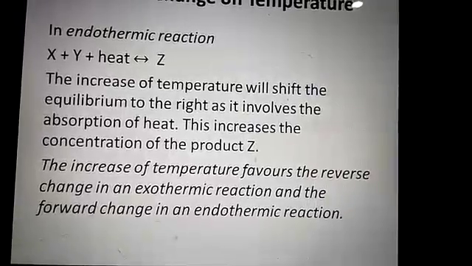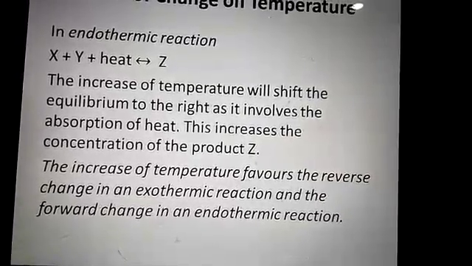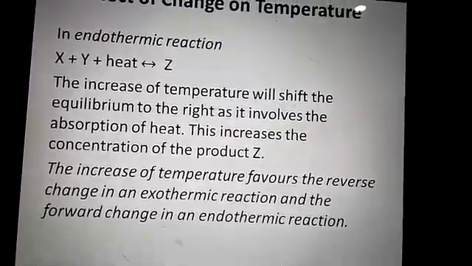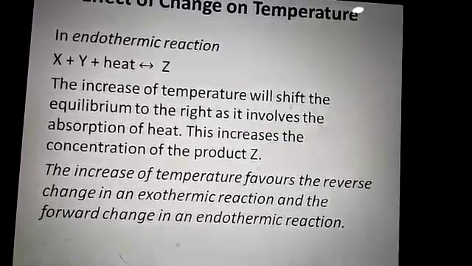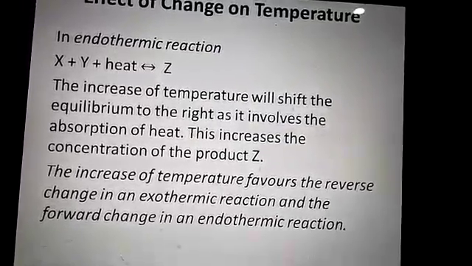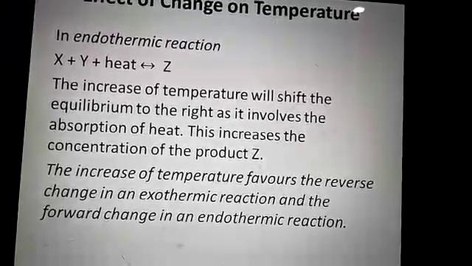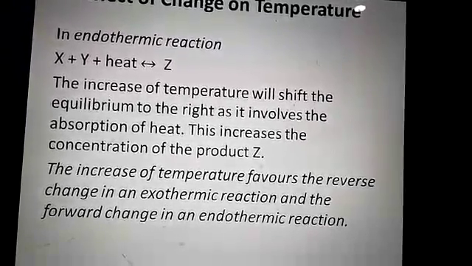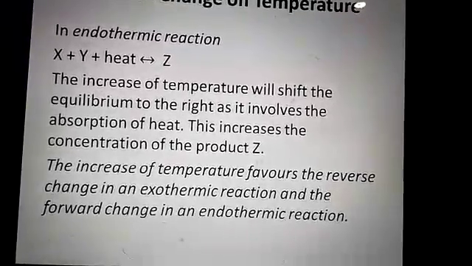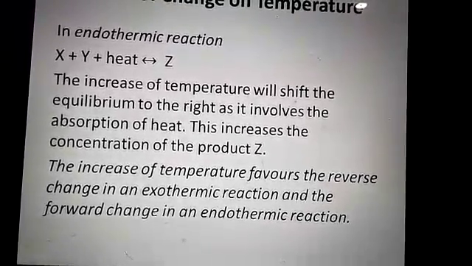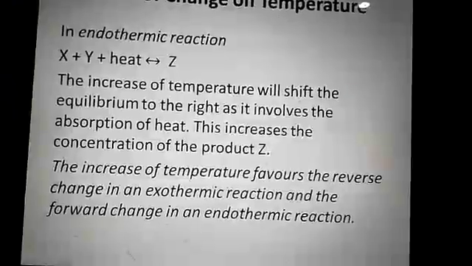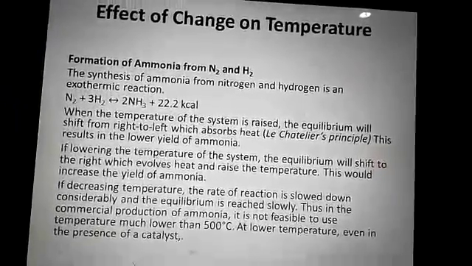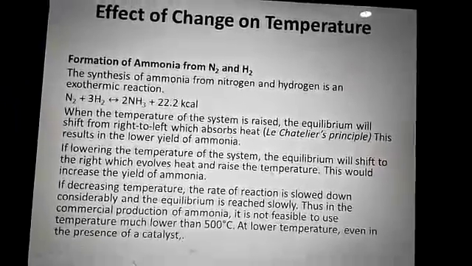Temperature will shift the equilibrium towards the right as it involves the absorption of heat, and the concentration of the product Z increases. An increase in temperature favors the reverse change in an exothermic reaction and the forward change in an endothermic reaction. So the formation of ammonia is another example.